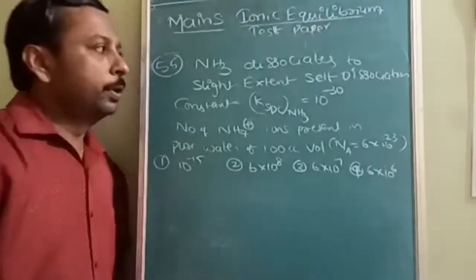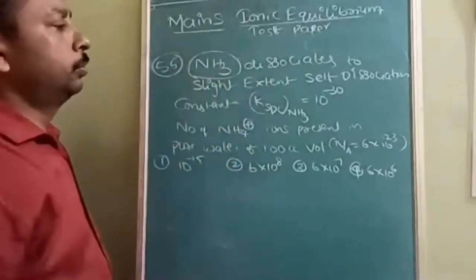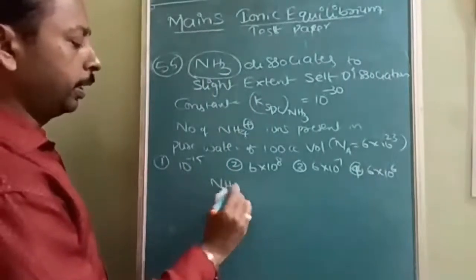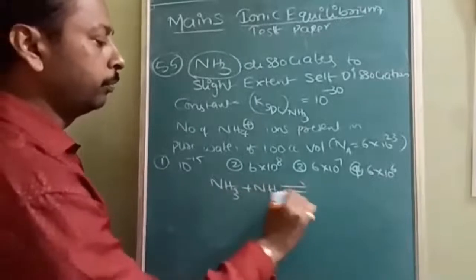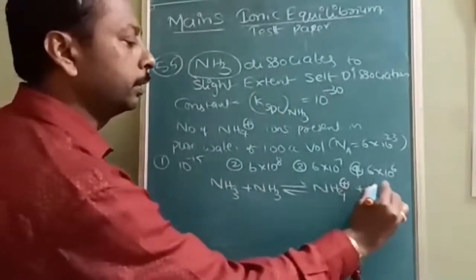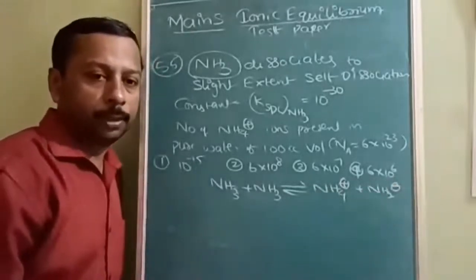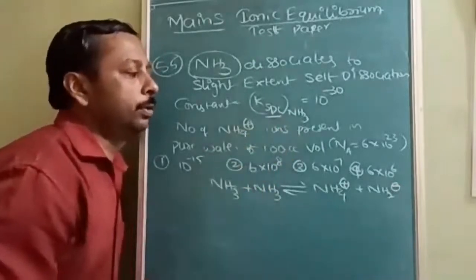Okay, in this question, like water, autoprotolysis is also undergone by ammonia. In ammonia, what happens? Ammonia reacts with one more ammonia to form NH4 positive plus NH2 negative. This is called autoprotolysis of ammonia. Here it is called a self-dissociation constant.